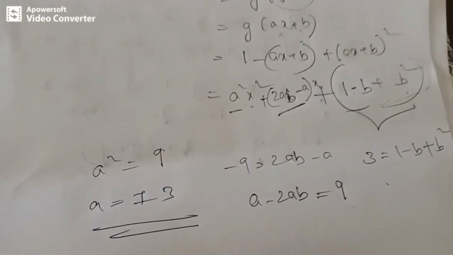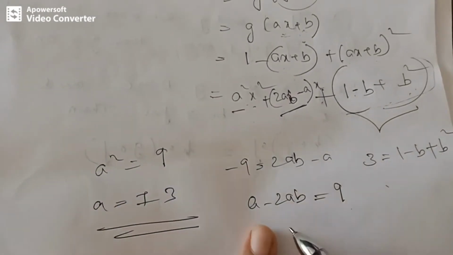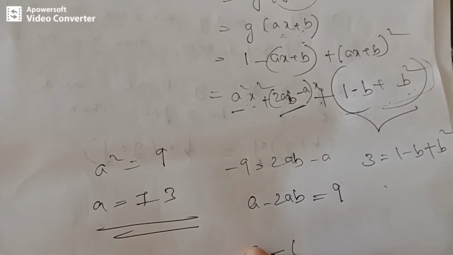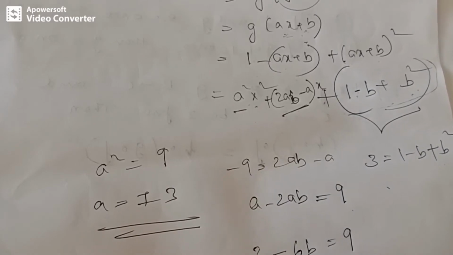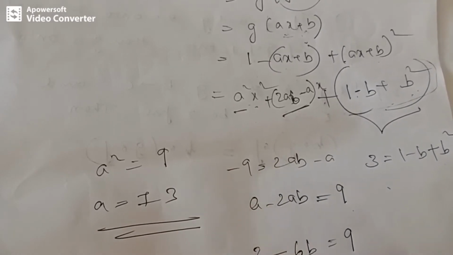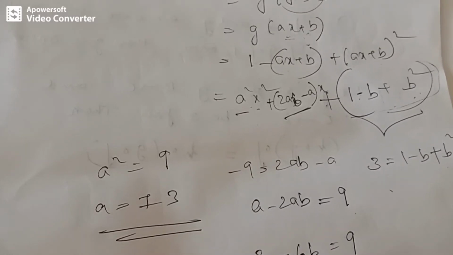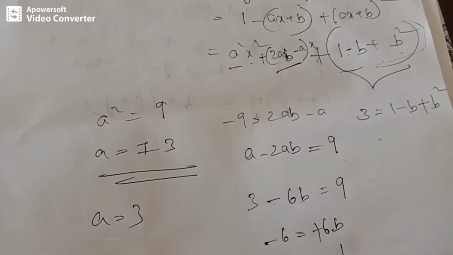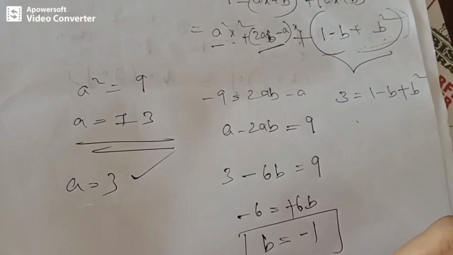So now if we take the value of a to be 3, okay, positive 3, let's check what we get here. We get 3 minus 6b is equal to 9. Or we get minus 6 is 6b, or we get b is equal to minus 1. Right? So if we take a is equal to 3, we get b is equal to minus 1.